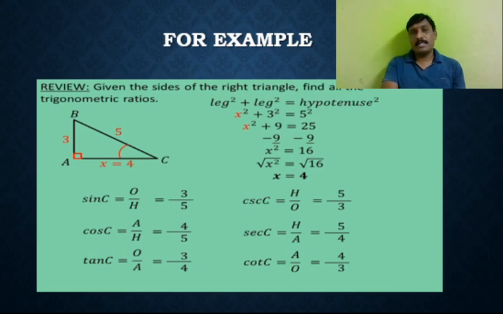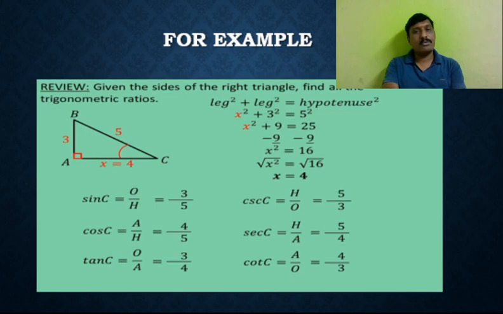Here we use the Pythagoras principle: leg square plus leg square, that is altitude square plus base square. Otherwise you can say a square plus b square is equal to hypotenuse square. Substitute the values. One is x, another one is 3. x square plus 3 square is equal to 5 square. By solving it, x square plus 9 is equal to 25. Subtracting 9 from both sides, x square plus 9 minus 9 cancels, giving x square. 25 minus 9 is 16.